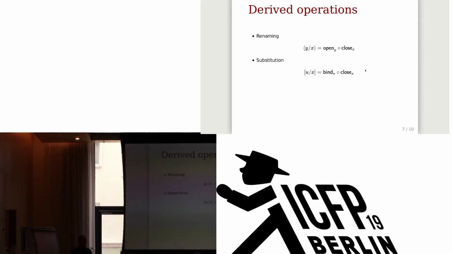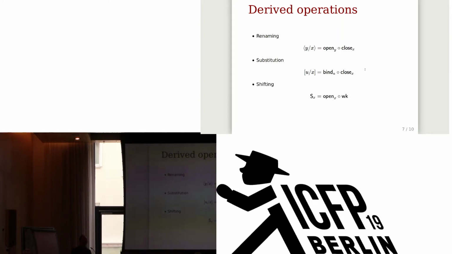There are other derived operations. There's substitution, where we close something and then bind it. And bear in mind, for the same reason that bind is not open, substituting y for x is not the same as renaming y for x. But similarly, we'll have relations like if I were to rename x to y and then substitute u for y, then by exactly the same reasoning, that's the same as just substituting u directly.